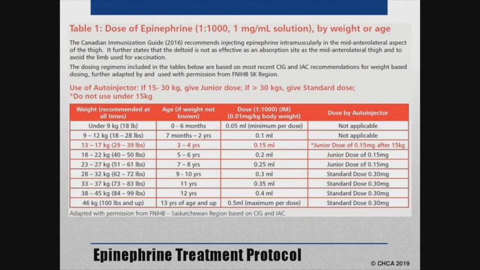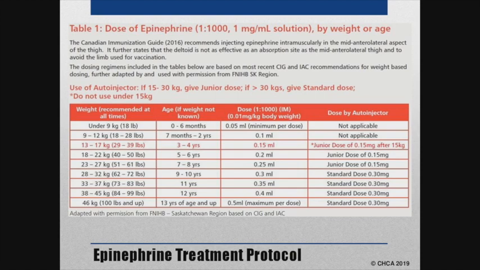There are a few documents that are helpful for determining the dose, and this is a table for the dose of epinephrine. The use of an auto-injector if they are 15 to 30 kilograms: give a junior dose. Or sorry, if they are 15 to 30 kilograms, we're going to give the junior dose. If they are greater than 30 kilograms, we're going to give the standard dose. And certainly, it says do not use under 15 kilograms, and you can see the doses here.